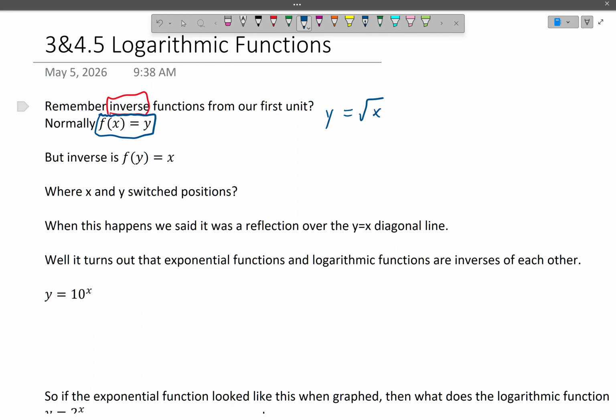But what we're doing is we're switching the x and y position when we find the inverse. So for example, we go like this and we switch the x and y position. But we have to rearrange it. So we're going to have x squared equals y. So you're going to notice that x squared equals y is the inverse of y equals square root of x. So what happened is the x and y switched positions.